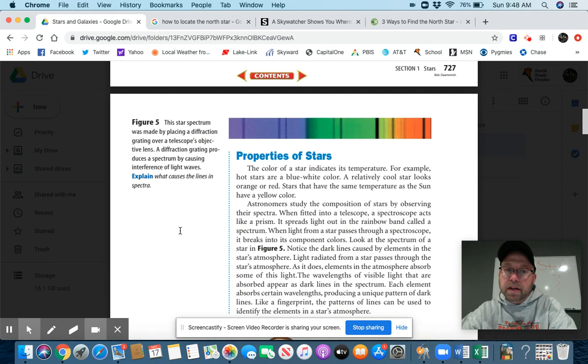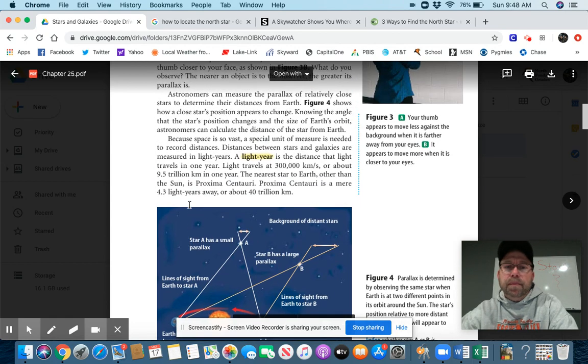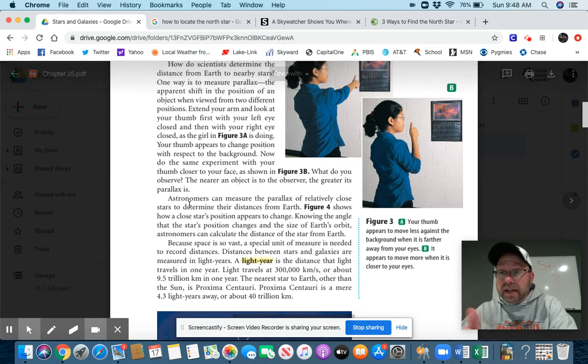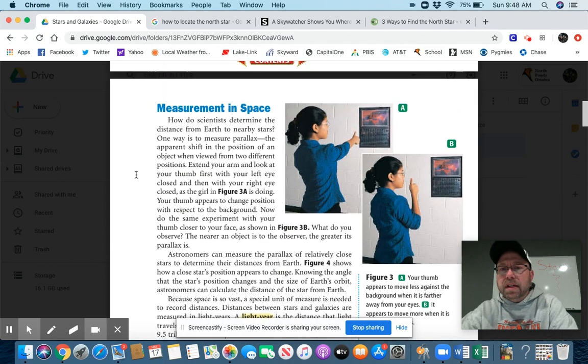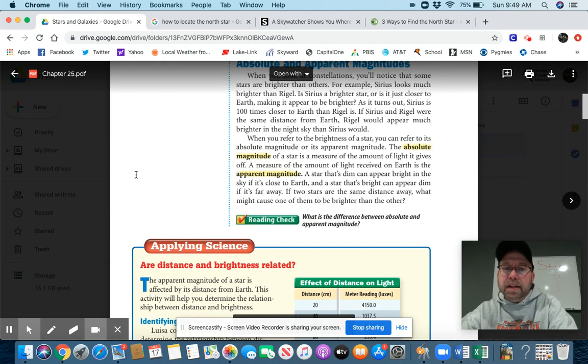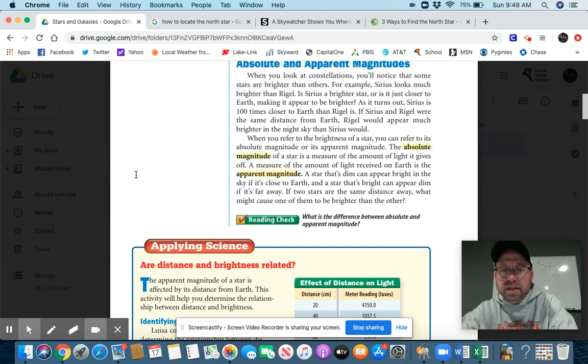All right. So that is your introduction to stars and constellations. We learned about the different shapes that are formed by the stars in the night sky. We learned about Polaris, or the North Star, and how we might be able to find it. We learned about a light year and that it's a measure of distance. We figured out how to use parallax with our thumb and how an object changes from different perspectives. So we learned a lot about the introduction here. Absolute magnitude is how bright a star actually is, and apparent magnitude is how bright it appears to be.